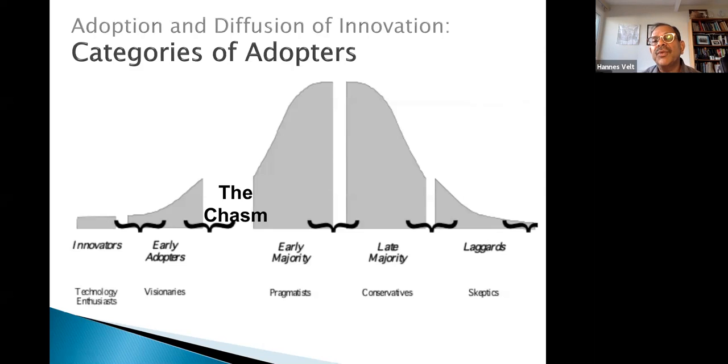Now, across many different empirical studies, some percentages have been arrived at. So the generalization is that innovators are about 2.5% of the population. Early adopters are about 13.5%. So both innovators and early adopters constitute about 16% of the population. The vertical axis is the percentage of the population.